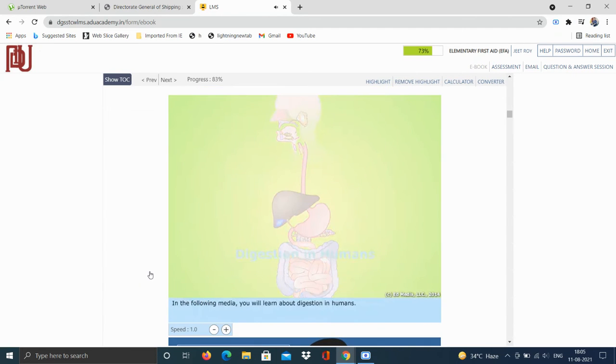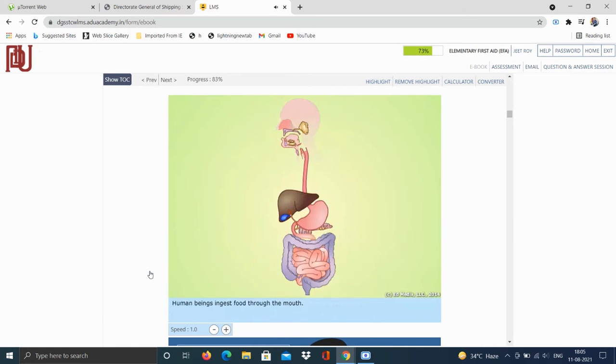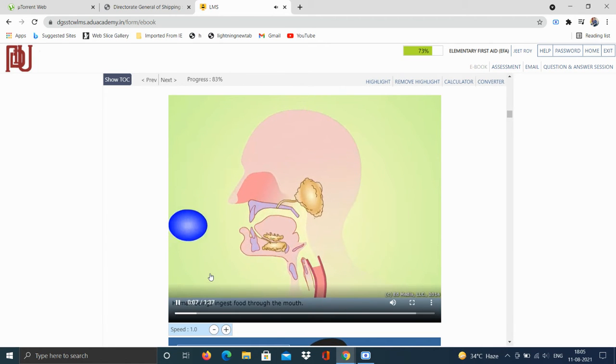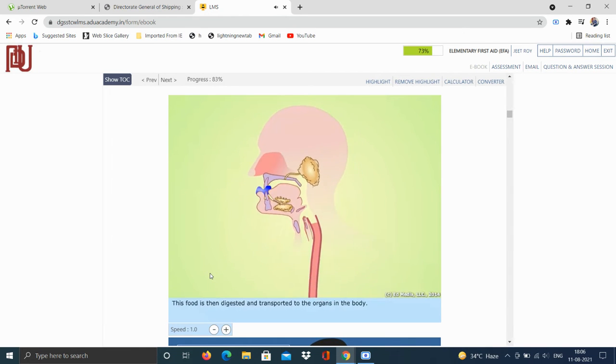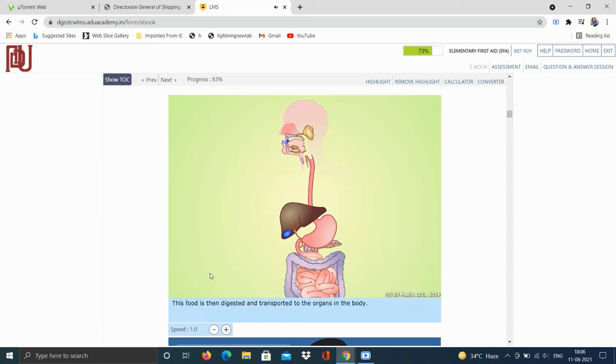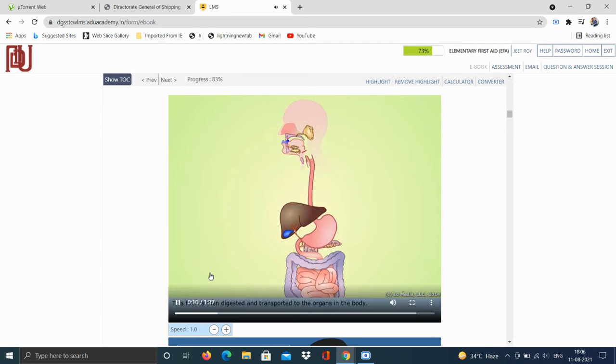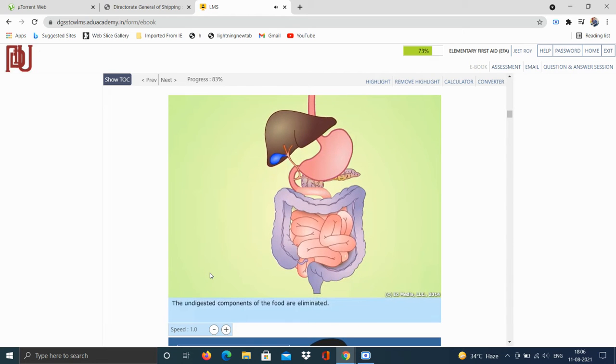In the following media, you will learn about digestion in humans. Human beings ingest food through the mouth. The food is then digested and transported to the organs in the body. The undigested components of the food are eliminated.